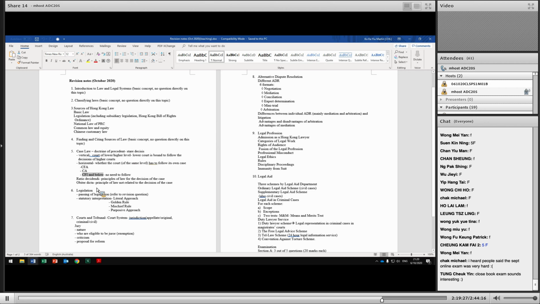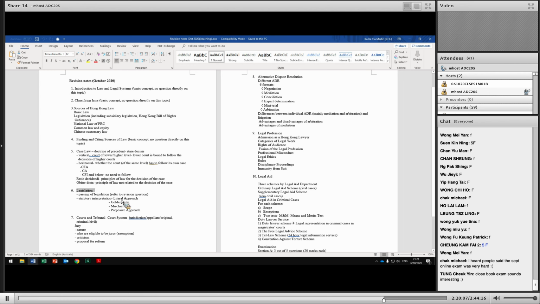Also, when we say you have to follow a precedent, it only means that you have to follow the ratio decidendi. The ratio decidendi means the underlying principle of the case. There are some statements which are called obiter dicta. They are principles of law, but they are not related to the decision of the case. Only the ratio decidendi has to be followed. For example, when you say you have to follow the case in the CFA, it only means that you have to follow the ratio decidendi of that case.